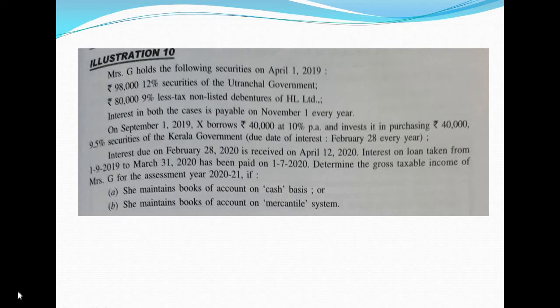Now, if you look at the third paragraph, it says interest due on February 28, 2020 is received on April 12, 2020. This is another important point that you have to note down. Although the interest is due on February 28, 2020, it has been received on April 12, 2020. Since we have to calculate under both cash basis and mercantile system, for the first case, the interest has been received after 31st March 2020, that is, the end of the previous year. So under cash basis, it will not be recorded, because under cash basis, only if the actual cash has been received or the actual payment has been done, then it has to be recorded.